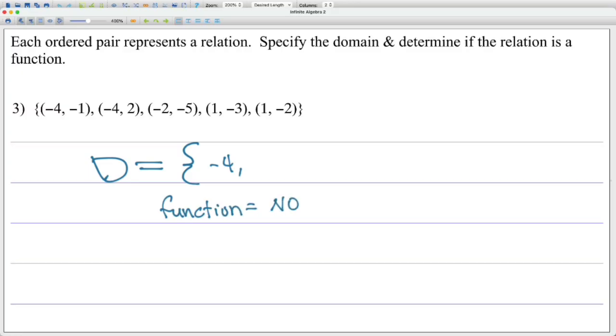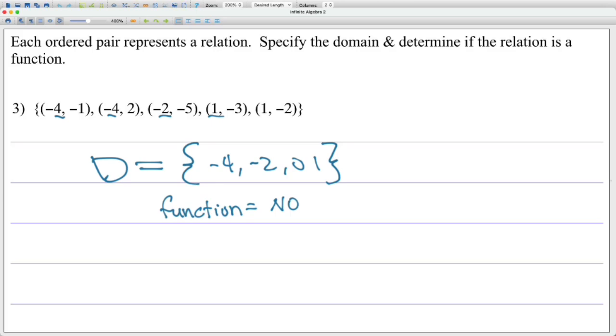And I only have to list it one time. That is correct. So I have a -4, and I'd only list it once. I have a -2, a 0, and 1 again, twice. And so we only have to list it once. And since there were repeats on those x values, we knew it was not a function.